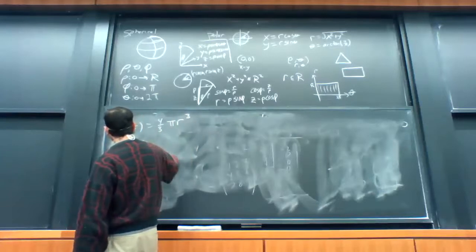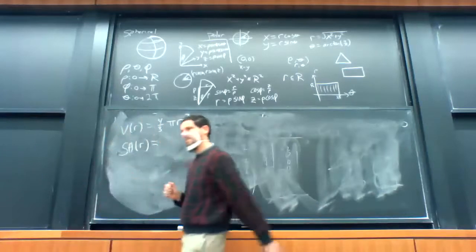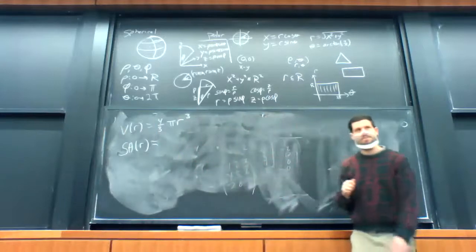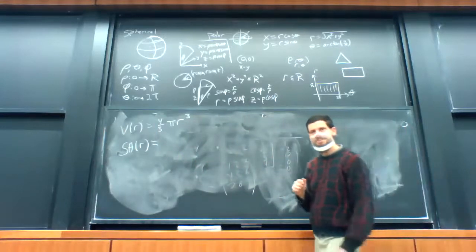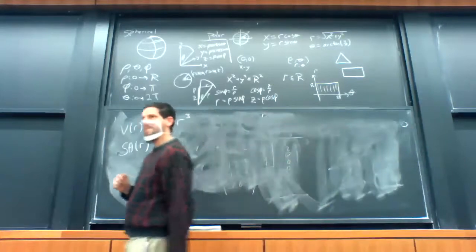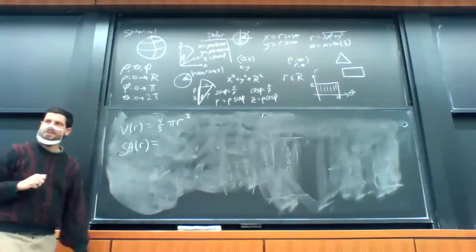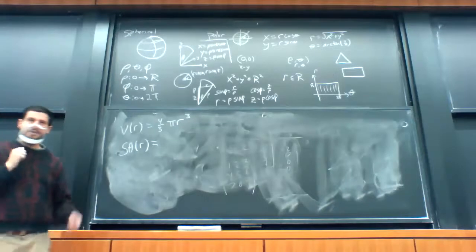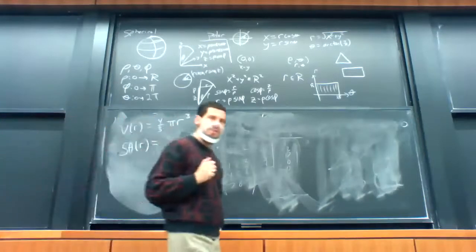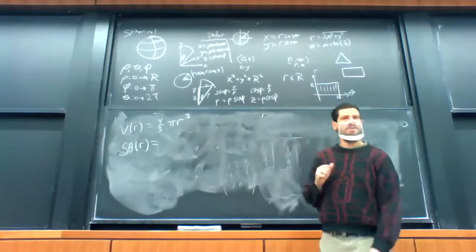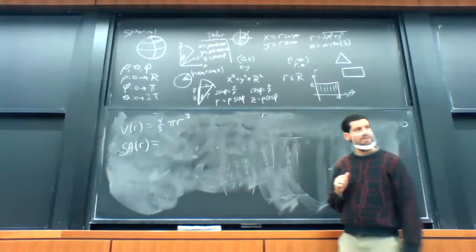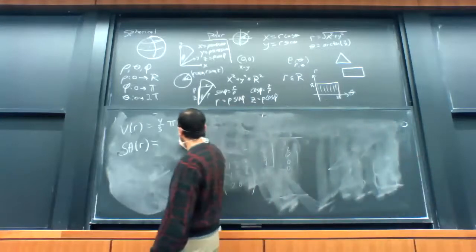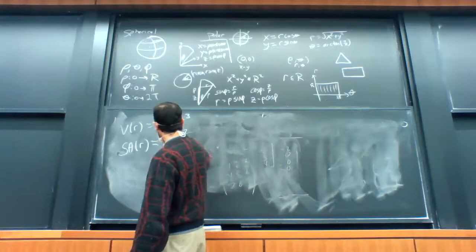Anybody remember the formula for the surface area of the sphere? If you can't give me the formula, can you at least tell me how it depends on the radius? Proportional to r squared. And it's actually 4 pi r squared.